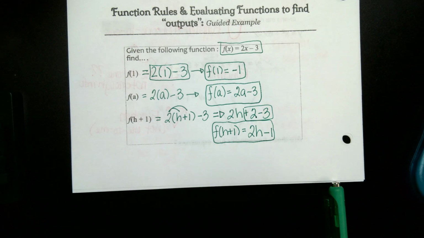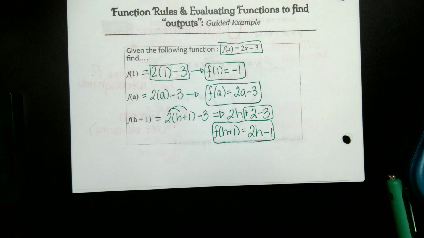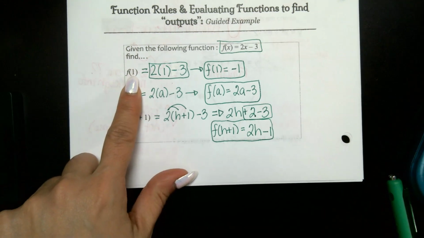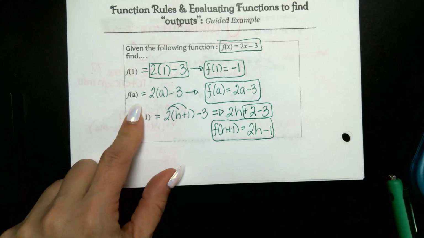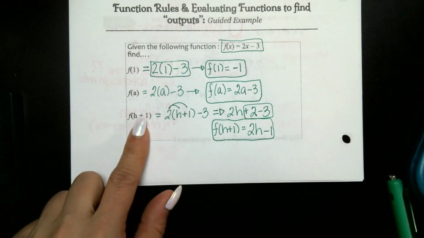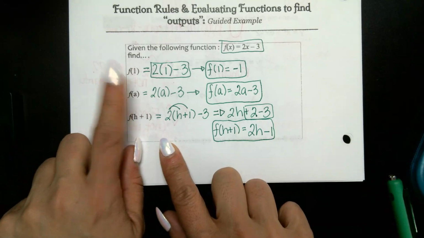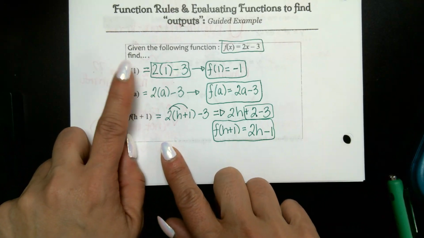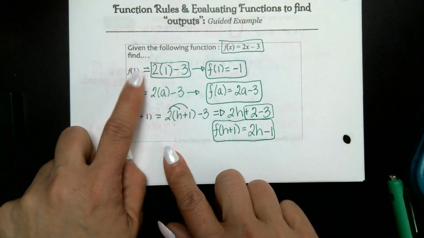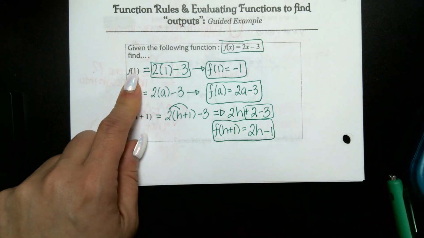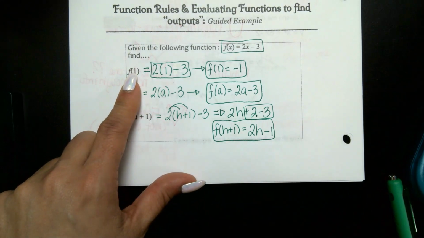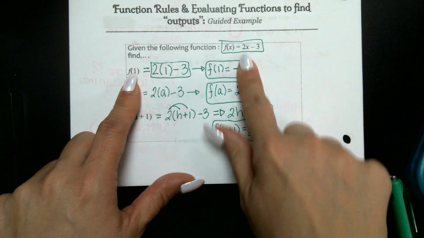So what I need you guys to understand is if they give you the number or variable or some kind of expression, if they tell you that that's in the parentheses next to the letter f, normally this is f of x. So whatever they've given you here, that is what they want you to plug in for x. So that's why we did a plug and chug.